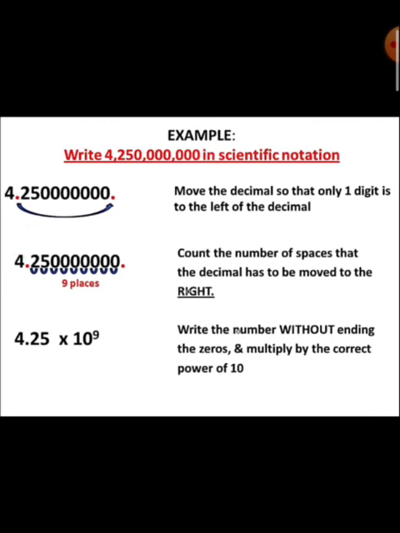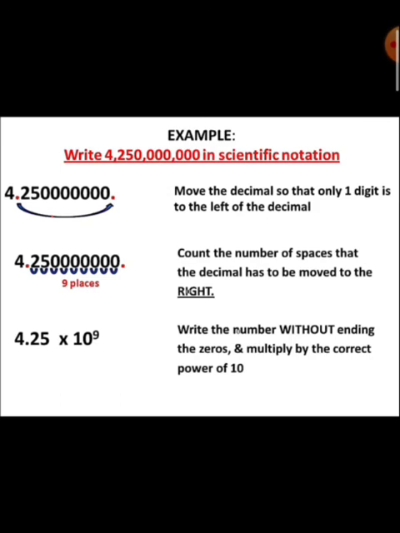See the example. Write 4 2 5, then how many zeros? 1 2 3 4 5 6 7, in scientific notation. This is a very big number, so how can we write this type of number easily? This creates a problem. For this type of number, scientists invented scientific notation, and we can write such numbers easily in small form. So here we have 4, then 2 5, and 7 zeros.